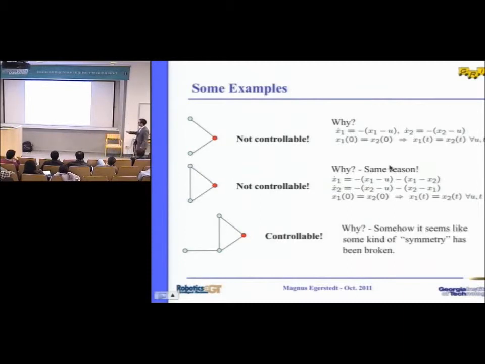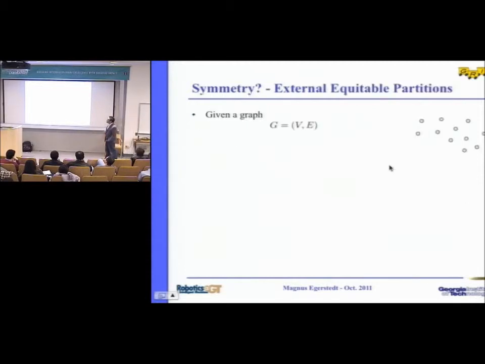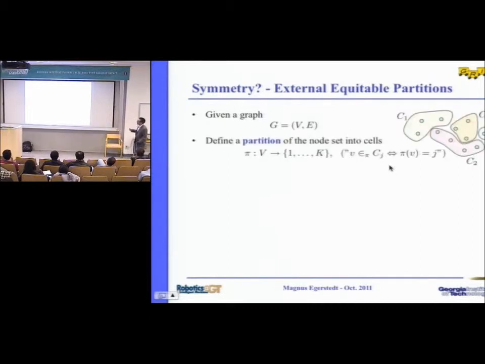So it's just to say completely controllable here. And this idea of symmetry you can actually make a little bit more precise. So here's a graph. Here are the vertices. What I'm going to do is I'm going to just lump the vertices together into cells. So it's a partition, right? So here are the different cells.